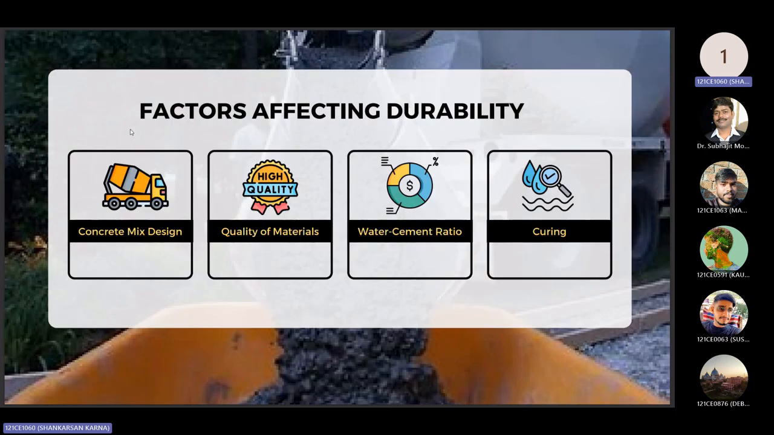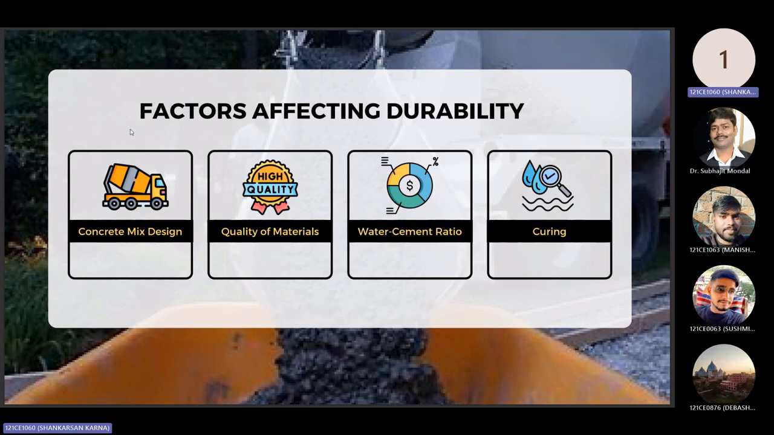So next is the different factors affecting durability. So the first one is concrete mix design. The selection and proportioning of the materials in the concrete mix, like the cement or the aggregates or the admixture and the different other supplementary cementitious materials, plays a very crucial role in determining its durability characteristics.